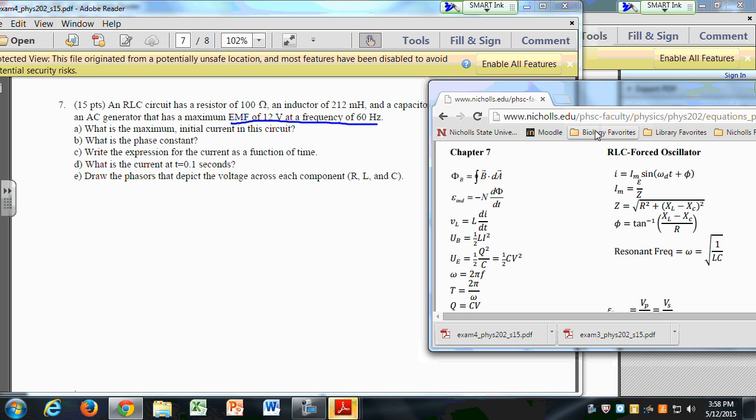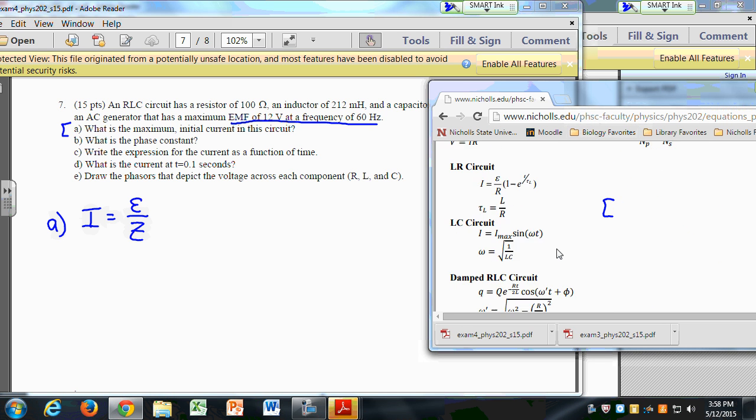So a couple of things I want to find. First of all, what is the maximum initial current? So A, that's just going to be I equals my EMF divided by my overall impedance. And my impedance is based on R squared and XL and XC. So it's really just a matter of getting those values for XL and XC and calculating the overall impedance of the circuit.